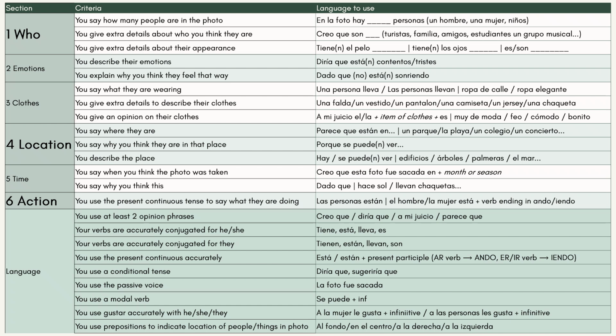So if we look at the 3rd line down in the who box, you give extra details about their appearance, and it says tiene, and then, or en in brackets, el pelo, and then there's a straight vertical line, tiene los ojos, and a vertical line is dash son. So first of all, the en in brackets we use if we are talking about plural people. So if I'm just talking about he or she, I would say tiene. If I'm talking about they, I say tienen. And you can see this further down as well with the difference between lleva and llevan.